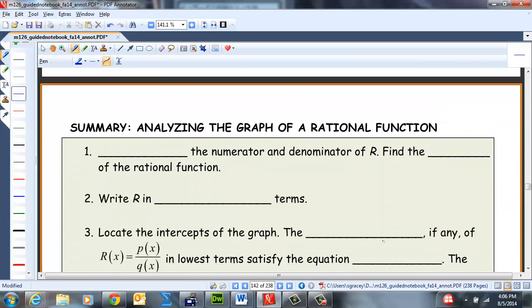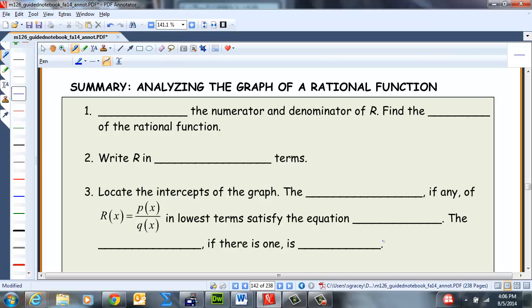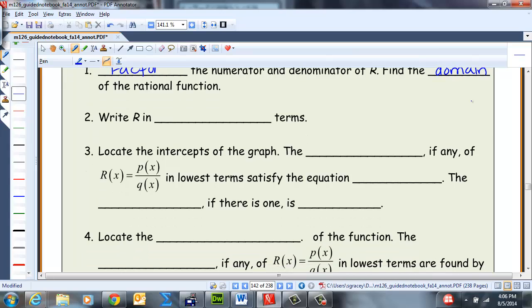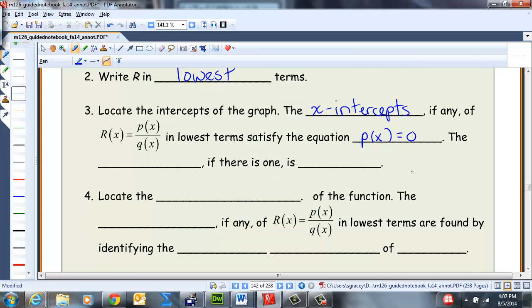All right, now that you're all warmed up, let's summarize how we analyze the graph of a rational function. It's always good to factor the numerator and denominator of r, and then find the domain of the rational function. Write r in lowest terms. Locate the intercepts of the graph. The x-intercepts, if there are any, satisfy the equation p of x is equal to 0, as we talked about in the warm-up problem. The y-intercept, if there is one, will be r evaluated at x equal to 0.